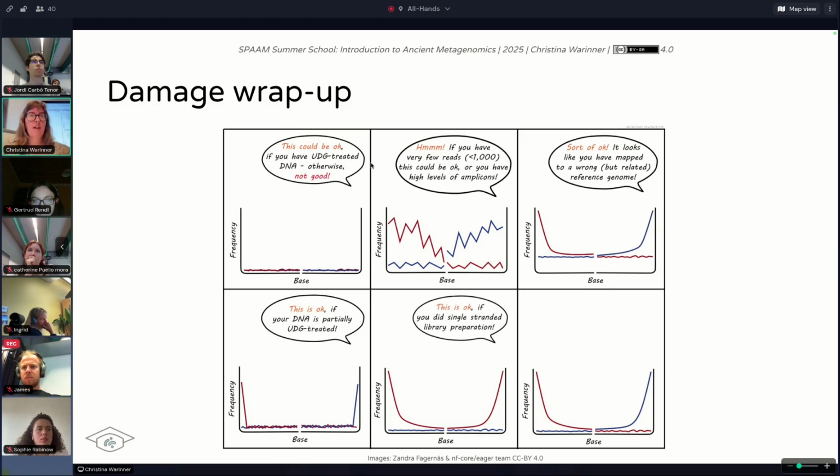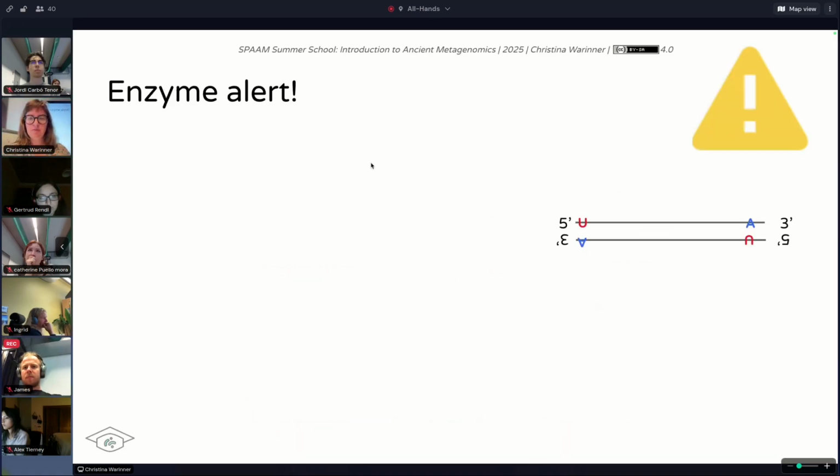This one here, we have C to T on both ends of the molecules. This is what you would expect for a single-stranded library prep. And this one is a beautiful double-stranded DNA damage profile.